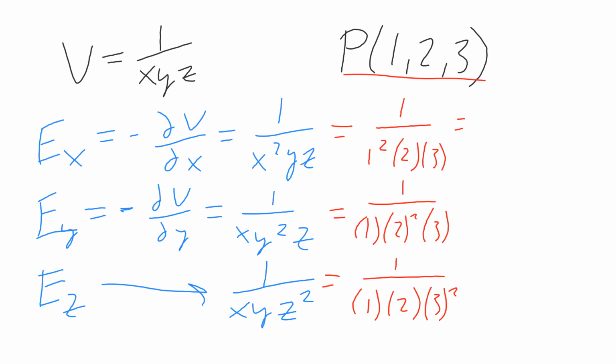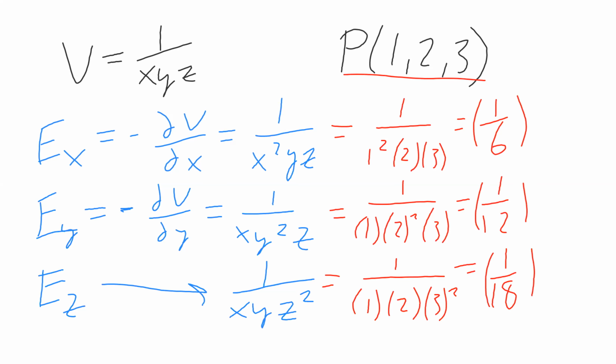All right, each of these will give us a different value. The first one is 1 on 6. The second one is 1 on 12. And the third one is 1 on 18. And then since I'm asked to find the magnitude of the electric field, I need to do this one squared plus this one squared plus this one squared and put it under a square root. And you happen to get 0.19. You can do it in your calculator.